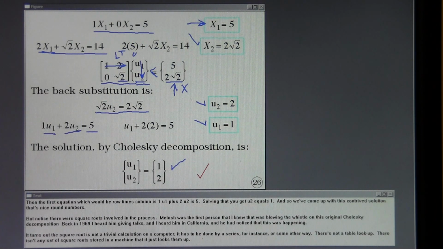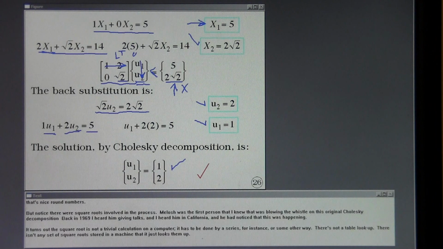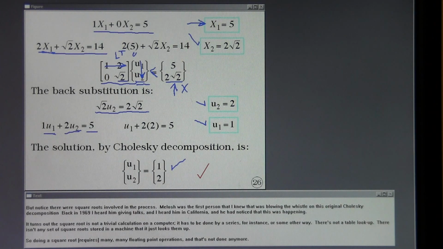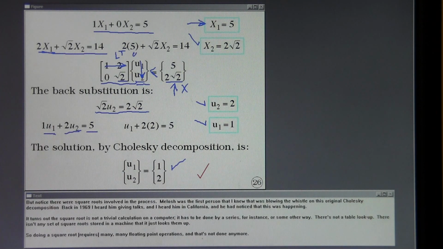Melosh was the first person that I knew that was blowing the whistle on this original Cholesky decomposition. Back in 1969, I heard him giving talks around, and I heard him in California, and he had noticed that this was happening. It turns out the square root is not a trivial calculation on a computer. It has to be done by a series, for instance, or some other way. There's not a table lookup. There isn't any set of square roots stored in a machine that it just looks them up. So doing a square root is like many, many floating point operations, and that's not done anymore.